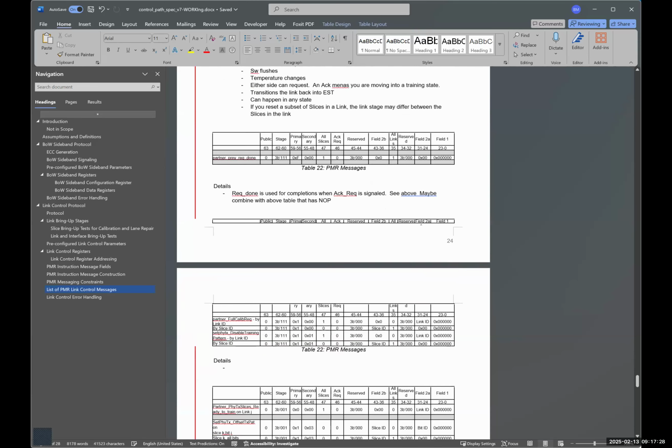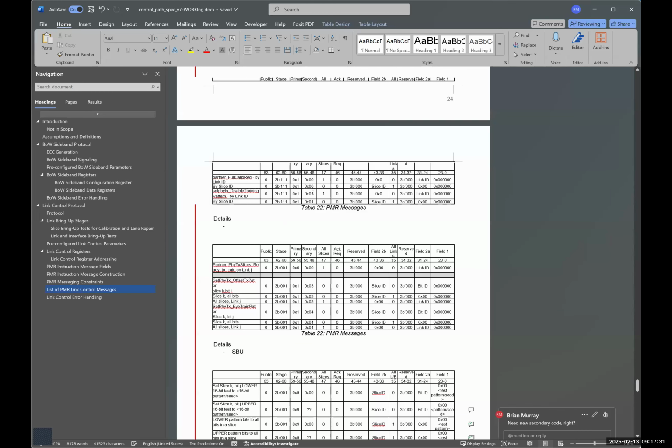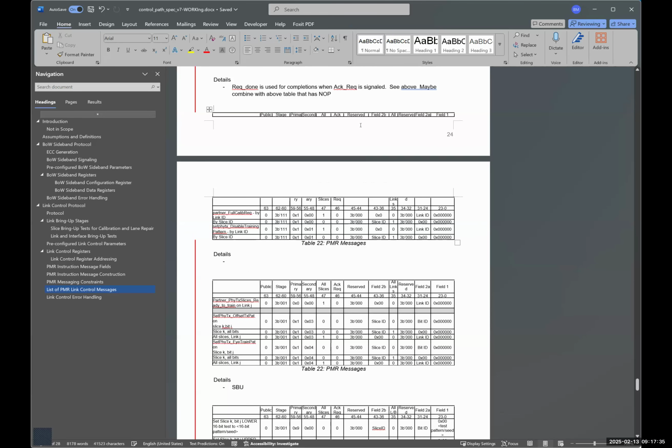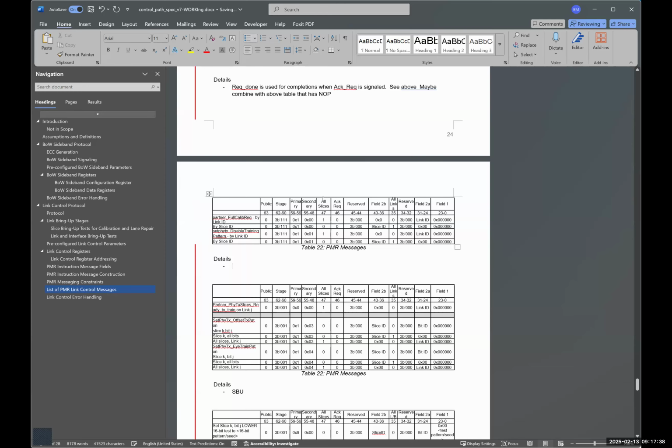So what is a calibration request? Primary is one. I was misreading that. That's annoying. Primary is 1, secondary is 0. Okay, yeah, that makes sense. So full calibration, and then the 1 is disable training pattern. I'm trying to recall what the disable training pattern does. I'm kind of drawing a blank here. It's been a while. Let's talk about the first one.